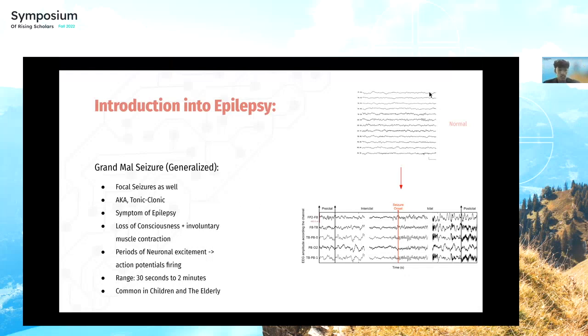The general archetype of a seizure that everybody thinks about is the convulsions and loss of consciousness, which is actually called a grand mal seizure, also known as a tonic-clonic seizure. And this is a generalized seizure. Overall, a seizure is essentially just periods of neuronal excitement, and it's present most commonly in children and adults. You can see in this image the change in amplitude of the waves in the electroencephalogram when the seizure actually begins. That's how they characterize neuronal excitement.